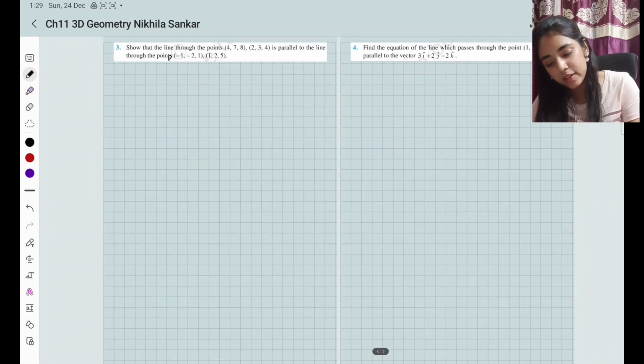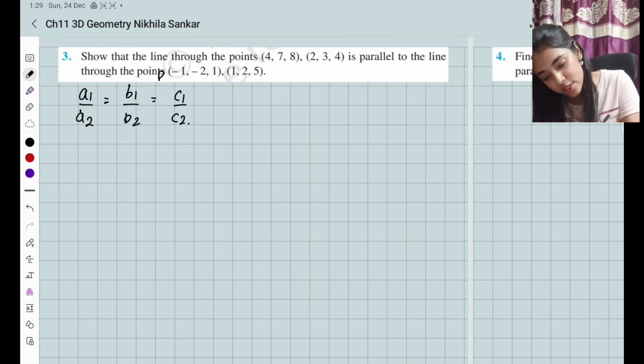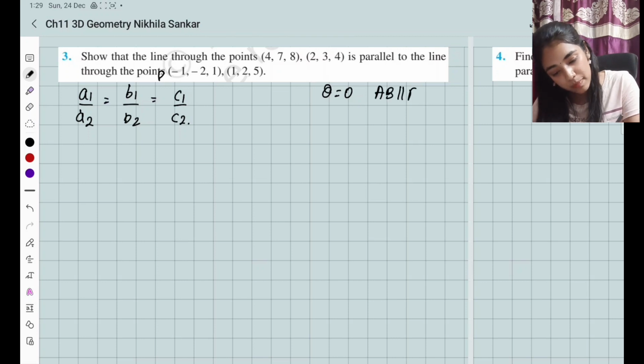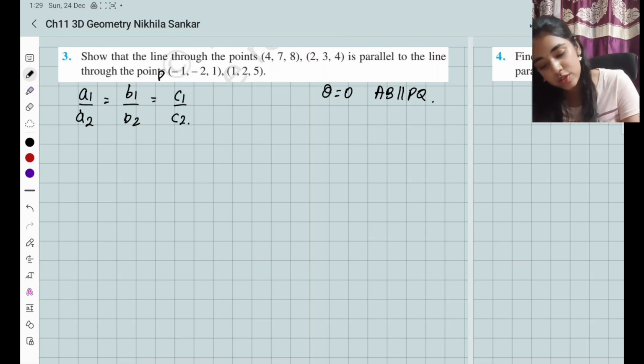So what do I have? I have to prove that A1 by A2 equals B1 by B2 equals C1 by C2, because it is given that theta equals 0 and AB is going to be parallel to PQ. So I need to find the values of A1, B1, C1, A2, B2, C2. So this is going to be A, B and this is going to be P, Q. First, shall we find it for AB? For AB it is going to be B minus A. I'll directly write the coordinates.